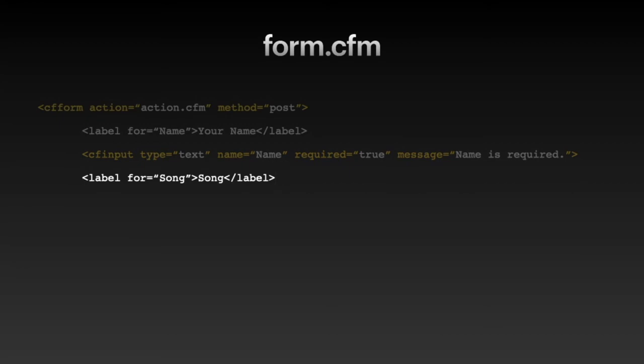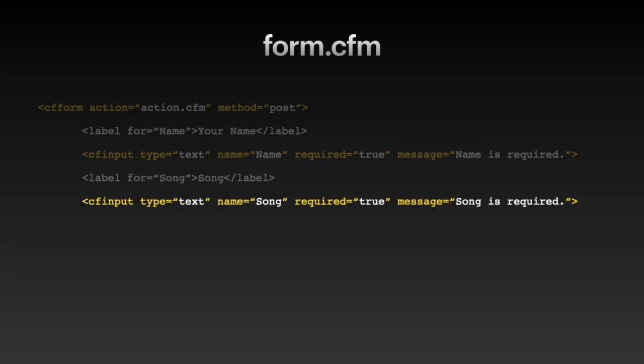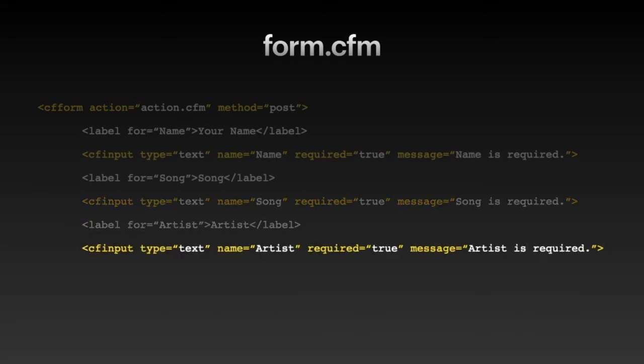The label stayed the same for the song, same thing for the song. I added a CF input, required equals true. Label for the artist, same thing for the artist, required equals true, with artist is required. And then had my submit button, ended my CF form. Now what this did was it made it so that when the user came to the page and clicked the submit button without filling out the form, it would pop up a JavaScript warning to the person to say, hey, you didn't fill out these following fields.